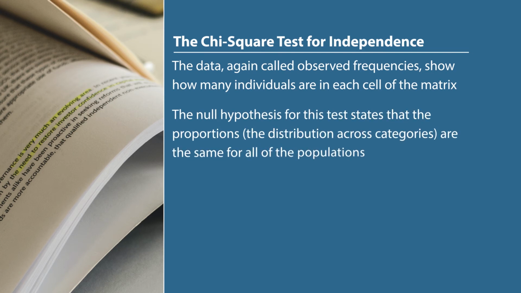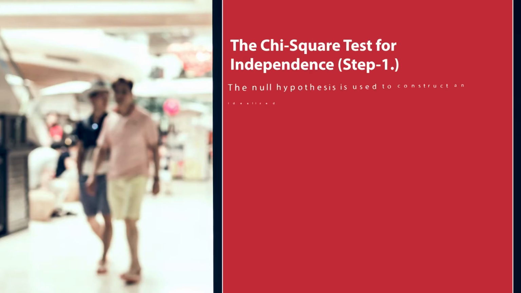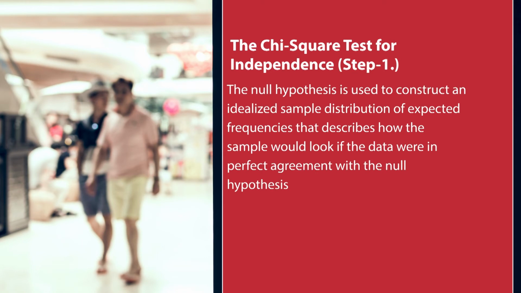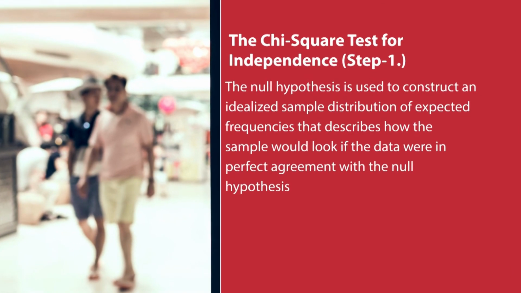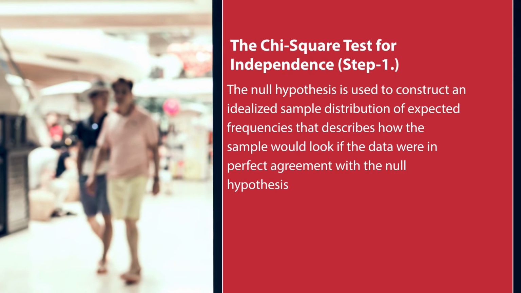And the null hypothesis for this test states that the proportions, the distribution across categories, are the same for all the populations. Both chi-square tests use the same statistic. The calculation of the chi-square statistic requires two steps. The null hypothesis is used to construct an idealized sample distribution of expected frequencies that describes how the sample would look if the data were in perfect agreement with the null hypothesis.